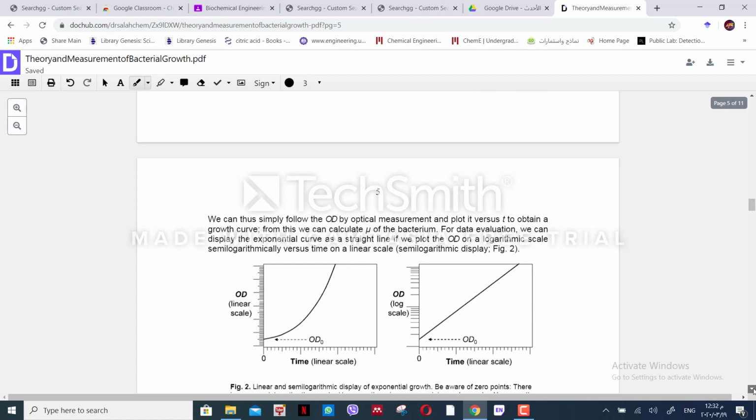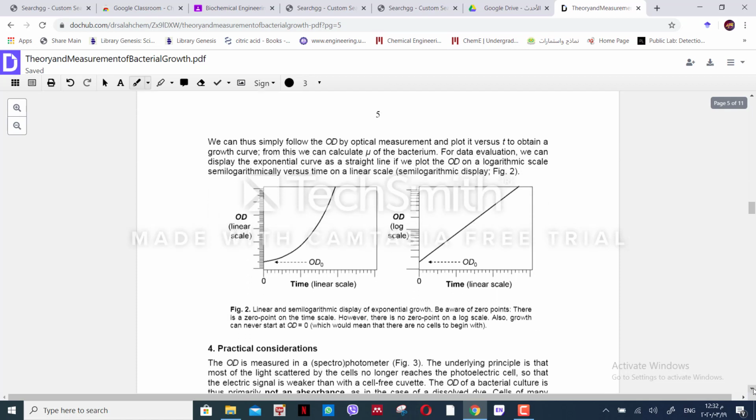So we can thus simply follow the optical density by optical measurement and plot it versus time to obtain a growth curve. From this we can calculate mu of the bacterium. For data evaluation we can display the exponential curve as a straight line if we plot the optical density on a logarithmic scale. So here is the linear scale and here is the logarithmic scale. Optical density with time, here optical density with time, and this is the optical density at initial.